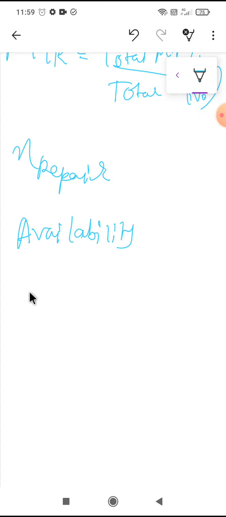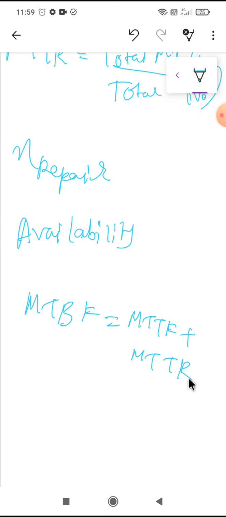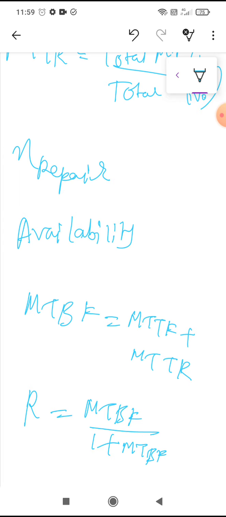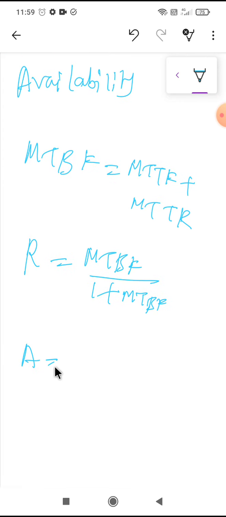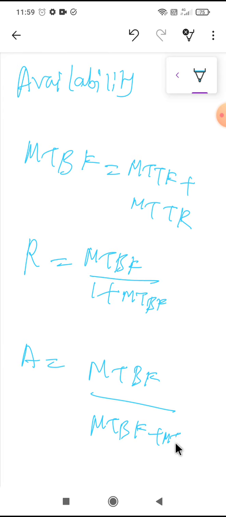So MTBF, that is mean time between failure, will be equal to MTTF, mean time to failure, plus MTTR, that is mean time to repair. So there is total mean time between failures. So reliability will be MTBF divided by 1 plus MTBF. And availability will be equal to MTBF divided by MTBF plus MTTR.